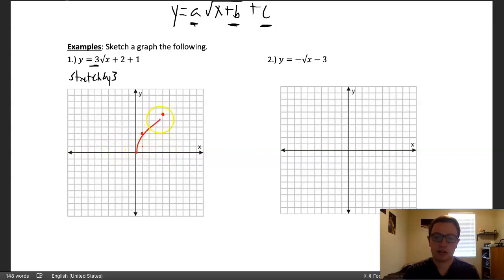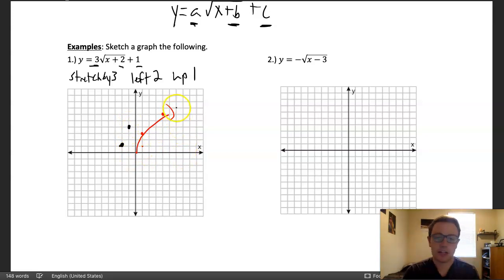This is what the parent function would look like with that little stretch. But we have to remember our 2 and our 1. The 2, remember, we flip which way we move horizontally. So this moves us left 2, and the plus 1 moves us up 1. Meaning that we're going to move left 2 and up 1. And we're going to start from that point and use our red graph as a reference. So instead of going up 1, 1, we went up 1, 3. So we're going to go over 1 and up 1, 2, 3.